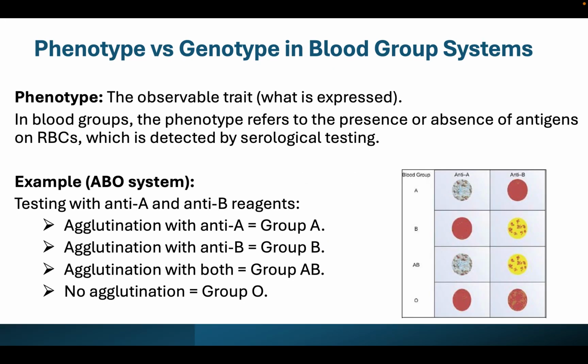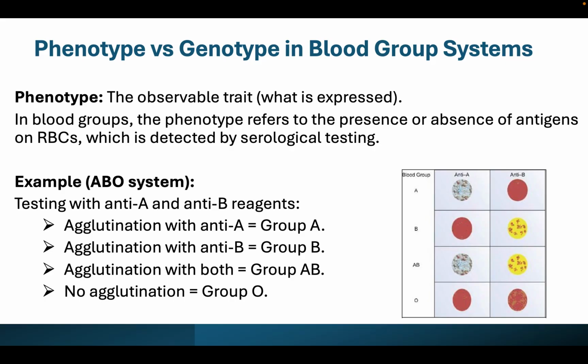Now we're going to talk about the phenotype and the genotype in the blood group system. The phenotype is the observable trait, what is expressed. For example, the color of the eyes, the color of the skin, the nature of the hair. In a blood group, the phenotype refers to the presence or absence of antigen on the red blood cell, which is detected by serological testing.